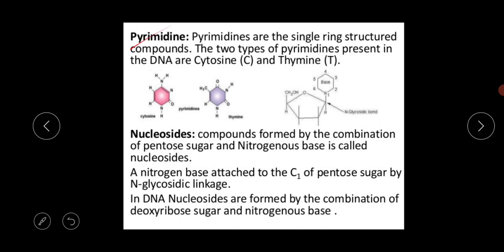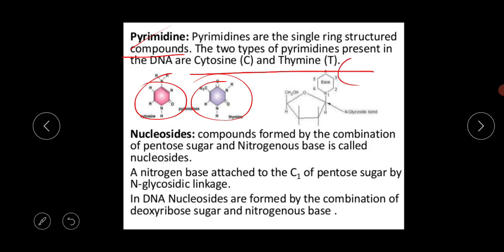Next thing is the pyrimidine. Pyrimidine is a single ring structure compound. This is not the double heterocyclic structure; this is the single ring structure. The 2 types of pyrimidines present in the DNA are cytosine and thymine.